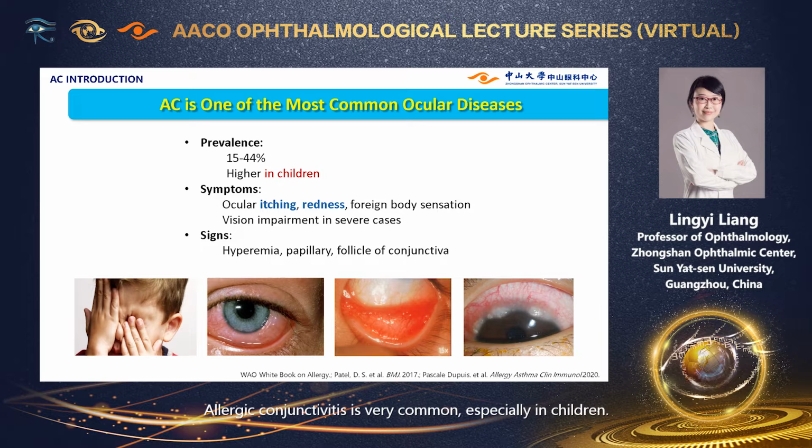Allergic conjunctivitis is very common, especially in children. They have eye itching, redness, and even vision impairment in severe cases. Typical signs include hyperemia, papillae, and follicle formation.